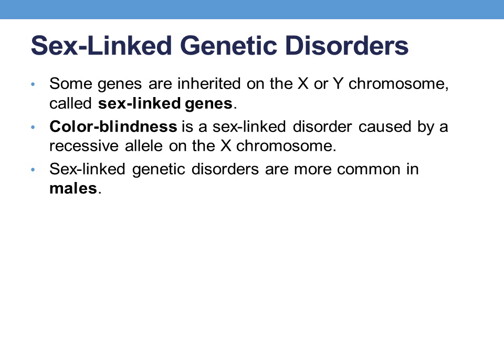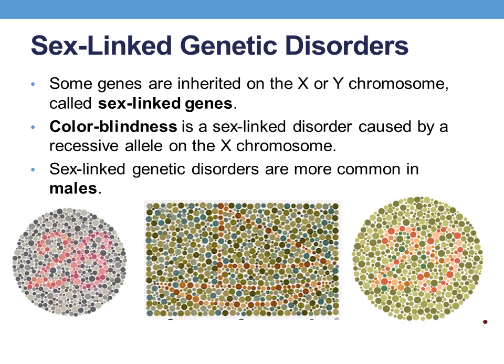Now, a general rule here for sex-linked disorders is that they are going to be more common in males than females. Since males are going to be the genotype XY and females are XX, a male only needs one recessive allele on his one X chromosome for the disorder to show up. A female needs two, on both of her X's. So we see these much more commonly in males than females.